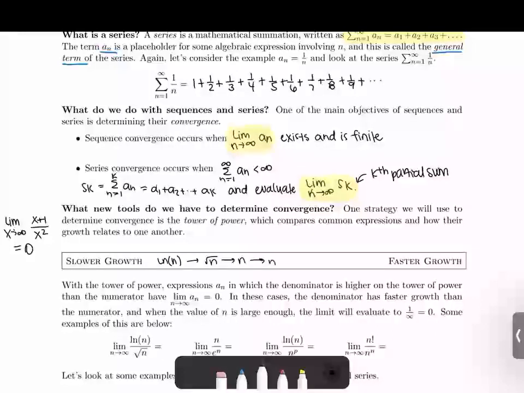Next is going to be raising something to a power p. Next is going to be whenever we have some number or some constant raised to a power. And next we're going to have the factorial. And lastly, we're going to have when we have n raised to the n. So again, this is comparing growth of a function.